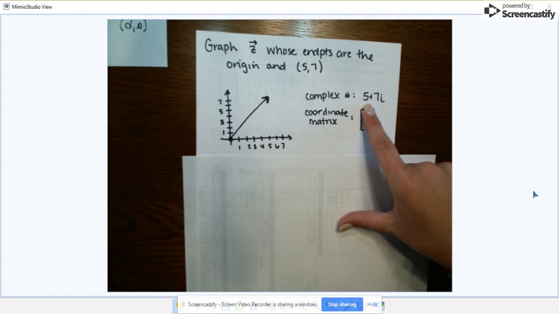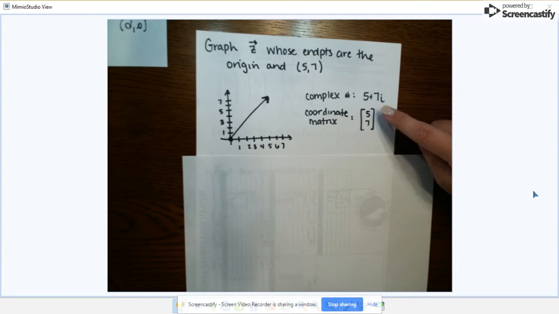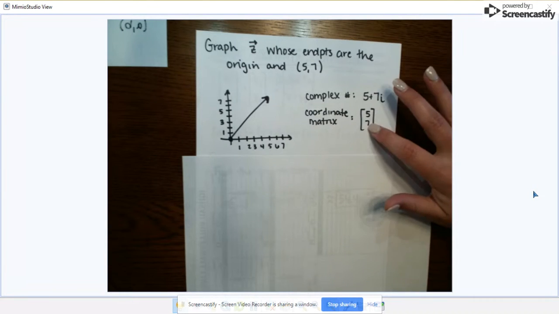If they ask you to write it as a complex number, you would write it as 5 plus 7i. The y value is what always gets that i on it. And as a coordinate matrix, the x goes on top and the y goes on the bottom row.